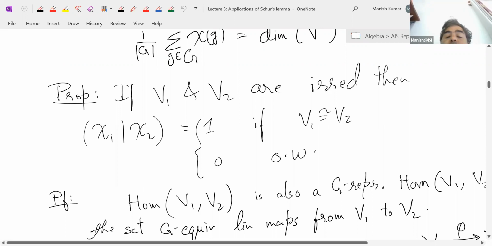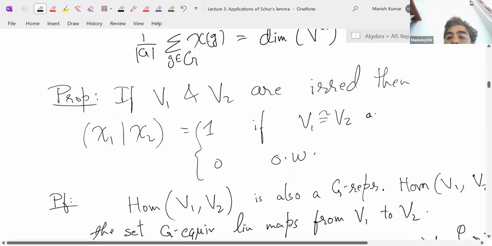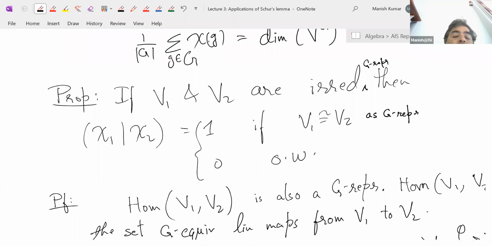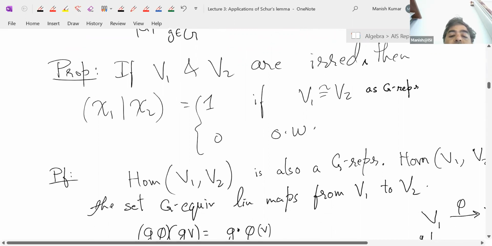Of course, everything here is as irreducible G representations. If V1 and V2 are isomorphic as G representations, then the characters are the same, which we already know, and then this pairing will be 1. Otherwise, it will be 0. So let's try and see why this is true, and let's try to prove this.